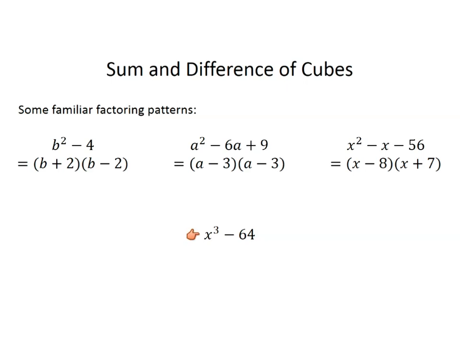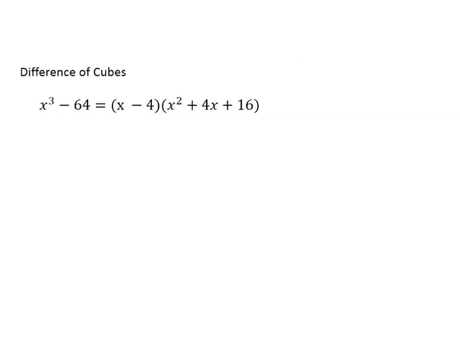Today we're going to look at a different pattern called sum, or in this case difference, of cubes. We're going to start out with the difference of cubes pattern, and if we look at this binomial, you might be looking at this saying, oh, but that's a perfect square, that's 8 times 8. But 64 is also a perfect cube because it's 4 times 4 times 4. And x cubed is a perfect cube because it's x times x times x. So let's look at how we would factor this.